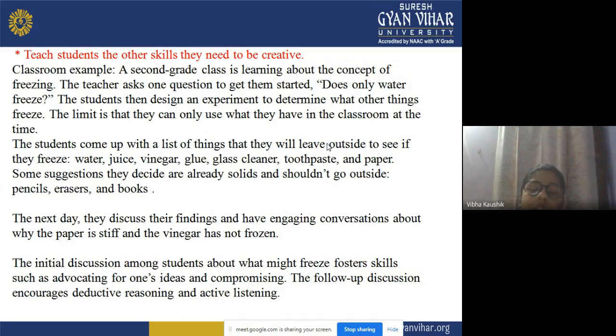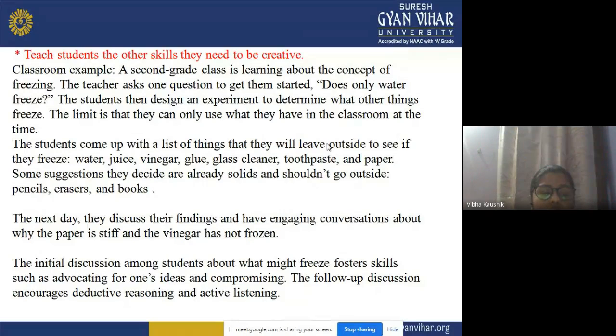They will start giving their viewpoints about why the paper is stiff and the vinegar has not frozen. The teacher will encourage them in the conversation to give their viewpoints, and they will start giving their opinions. The initial discussion among students about what might freeze fosters skills such as advocating for one's ideas and comparison. They advocate their own ideas, what they think, and comparison: they will compare their ideas with other people's.